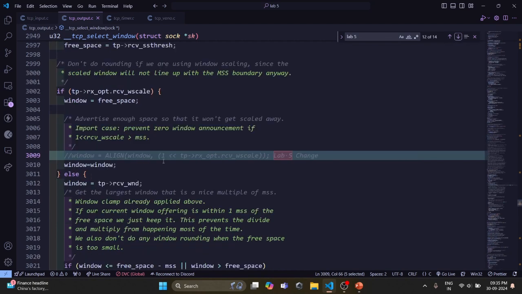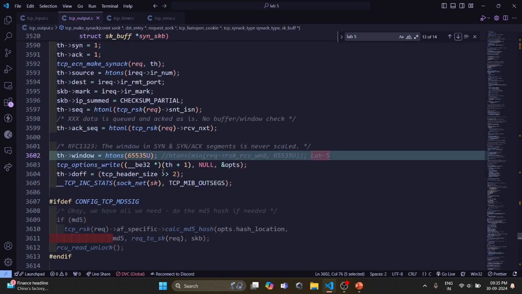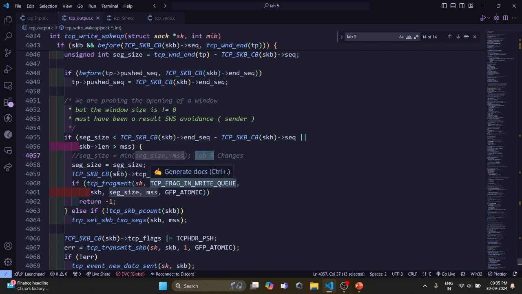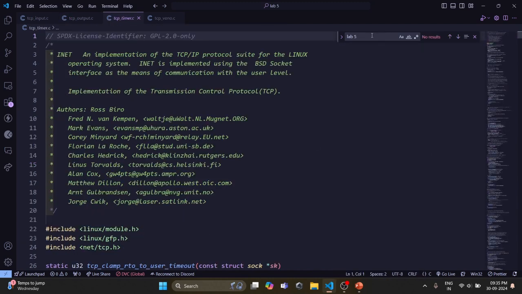Now instead of doing a left bit shift, we directly assign the window the value which is already assigned to it. Now instead of getting the min value between these two, we will directly send this one. Now instead of getting the minimum value between the size and MSS, we'll directly assign whatever size is already present over there. Now these are the changes in output. Now coming to timer.